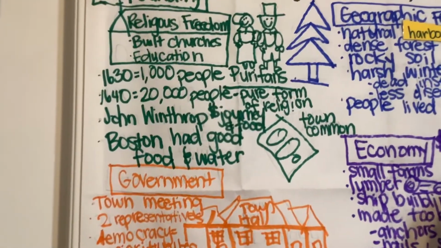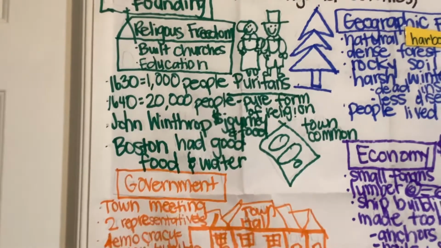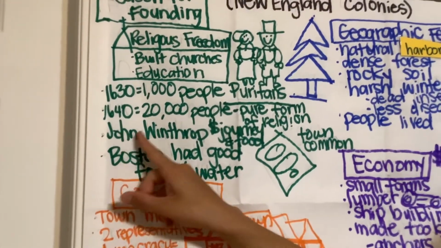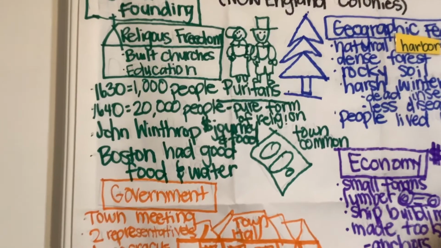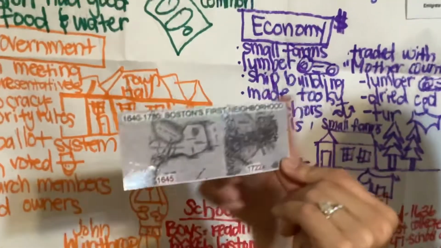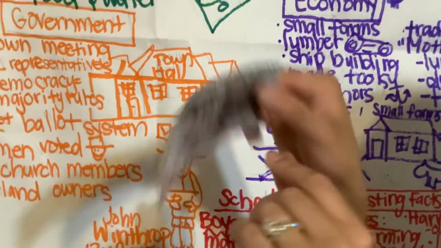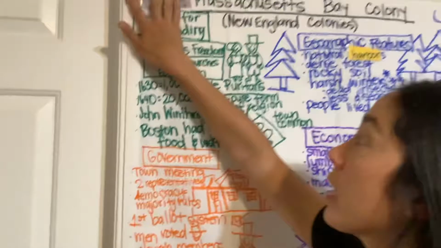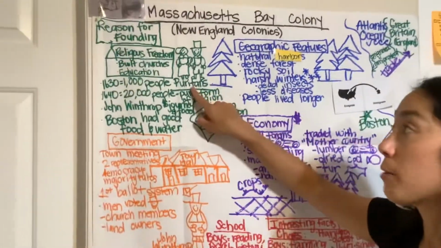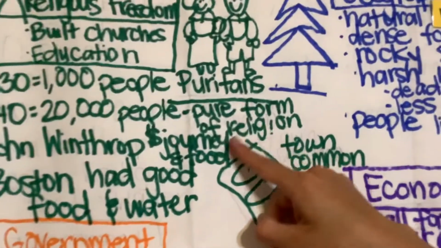Then, 10 years later, in 1640, they had 20,000 people. Read this with me. 1640, 20,000 people. You can see in our photo how the Massachusetts Bay Colony grew over time. The people who lived in the Massachusetts Bay Colony were called Puritans. Read this with me. Puritans. Puritans have a pure form of religion.